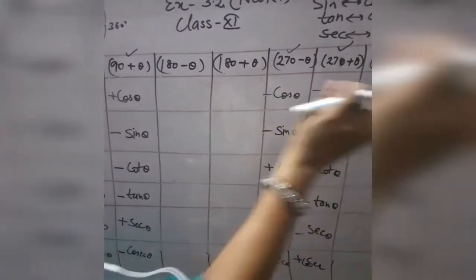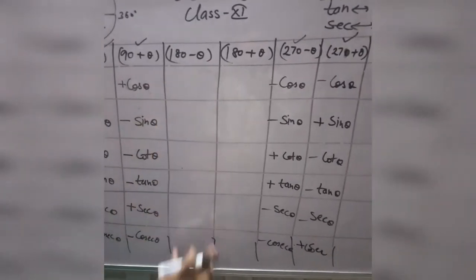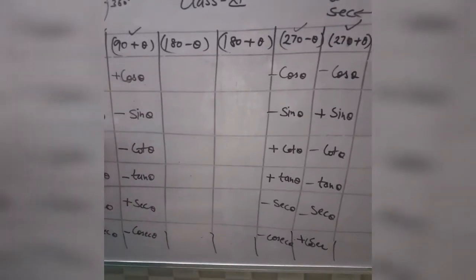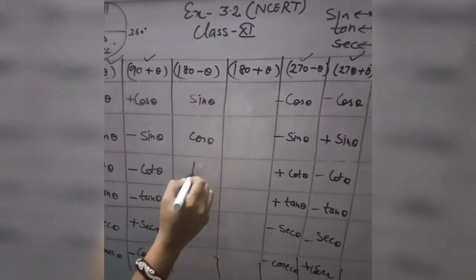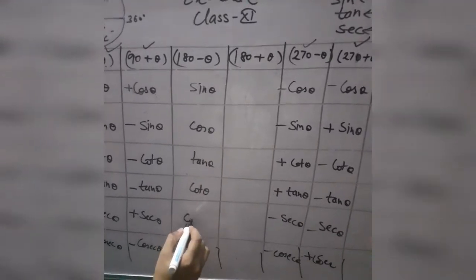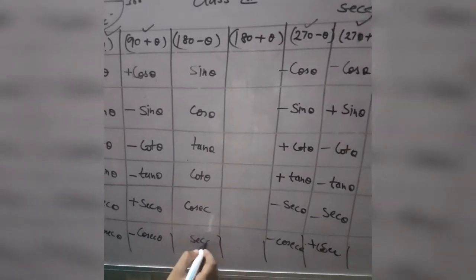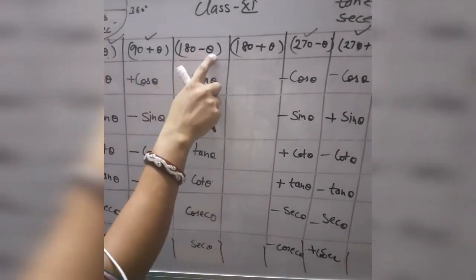Now 180 and 360. In case of 180 and 360, sine will remain sine, cos will remain cos, means all trigonometric ratios will remain the same as they are. So write down the same sequence here. Sine theta, cos theta, tangent will remain tangent, cot will remain the same again, cosecant also remains the same, and secant also remains the same.